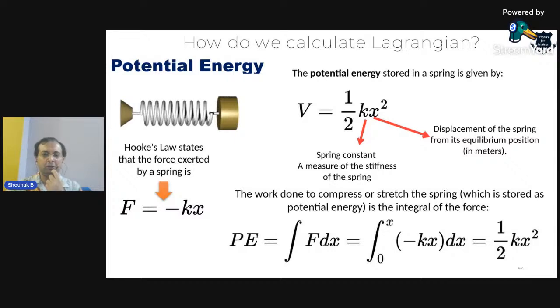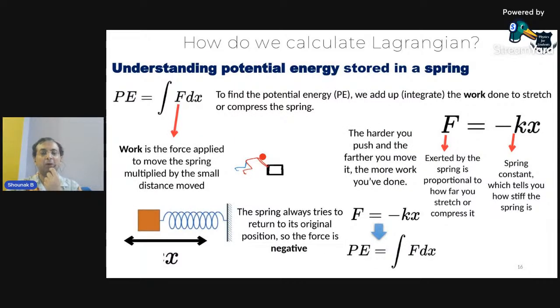Now, we also need to know how we calculate the Lagrangian after calculating the kinetic and the potential energy. In order to do that, first we need to understand how the potential energy is stored in a spring. To find the potential energy, we add up or integrate the work done due to stretch or compression.